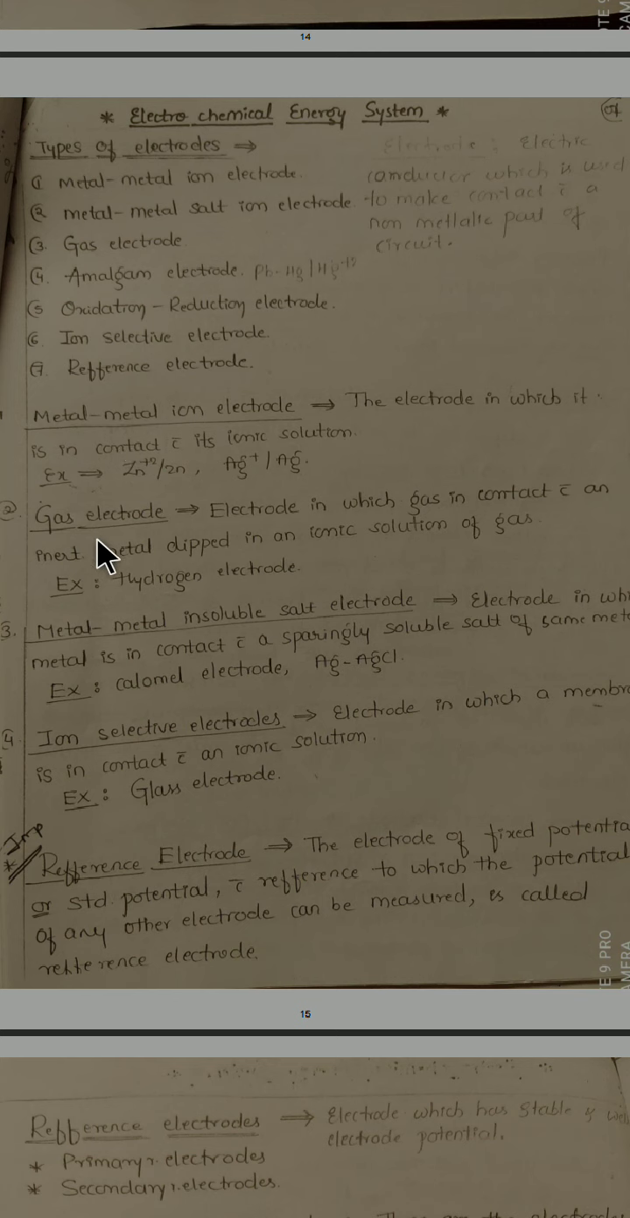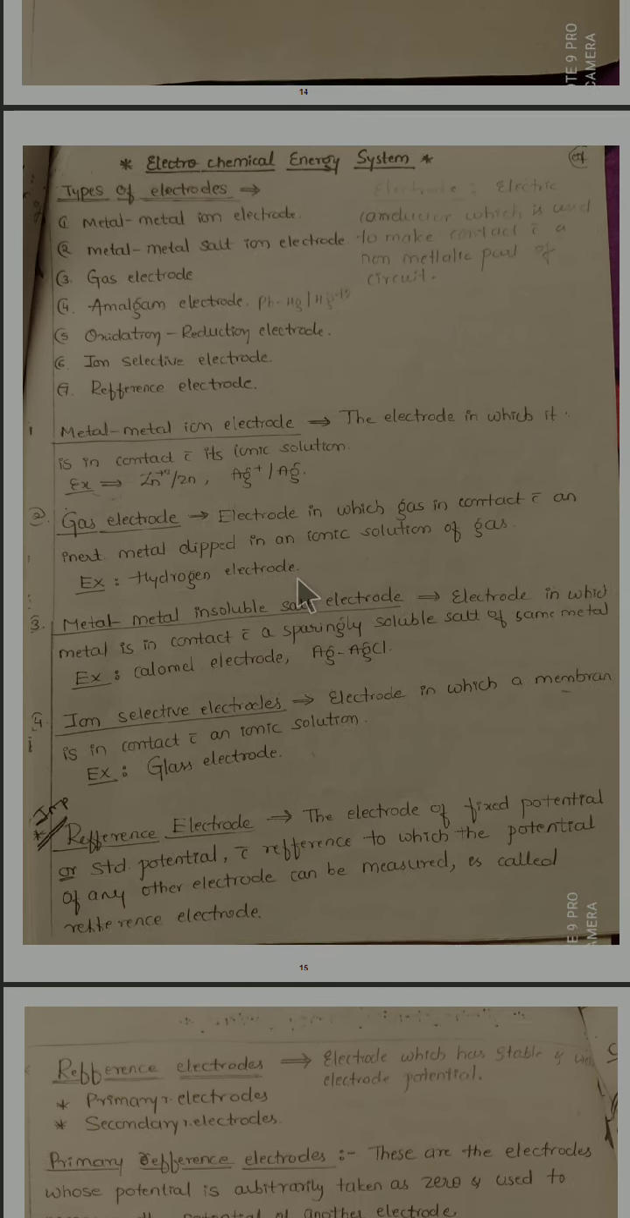Now come to the second one. Second one is gas electrode. Here again the title itself is telling that your electrode is in contact with some gas. So the definition goes as: electrode in which gas is in contact with an inert metal which is dipped in the ionic solution of the gas. Here the electrode is in contact with the ionic solution of the gas. The example you can take is the hydrogen electrode. So this is the second type of electrode.